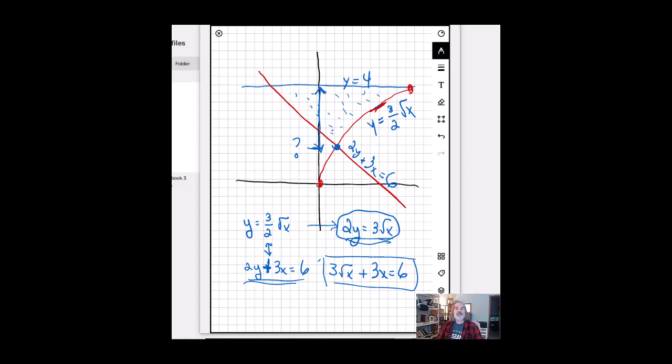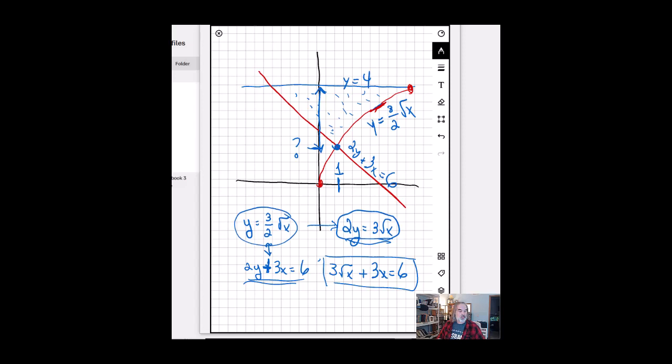How about when x is 1? When x is 1, we get 3 times 1 plus 3 times 1 equals 6. So x is 1 satisfies that point of intersection. And when x is 1, what's the y coordinate that goes with that? Do we check the sloped line or do we check the root curve? It doesn't matter. They're intersecting. We can check either one because it's going to be the same point. So I will use this one.